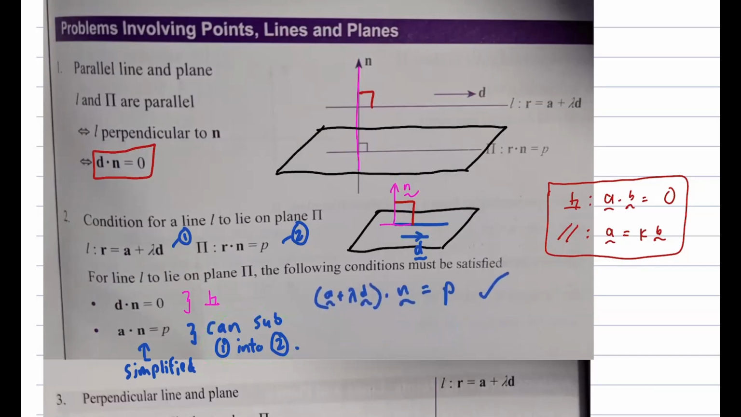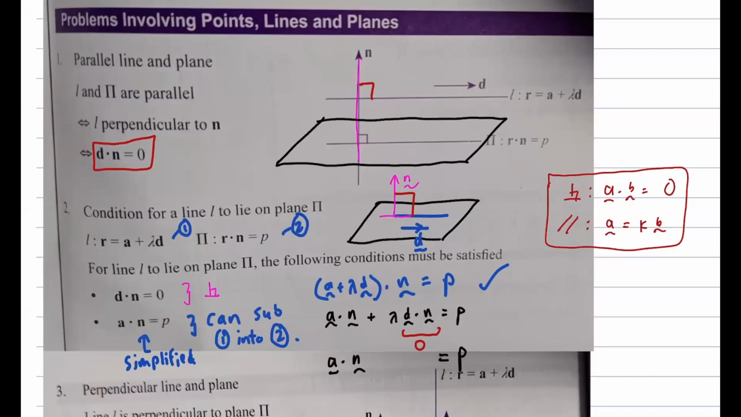But what you realize about this equation is that you can simplify a bit more to get A dot with vector N plus lambda D dot with vector N equals P. Can you tell me what D dot N is again? D dot N is 0. So this term is 0. Lambda times 0 is 0. So plus 0 means it's just A dot N equals P. Exactly, so that's how you get this formula.